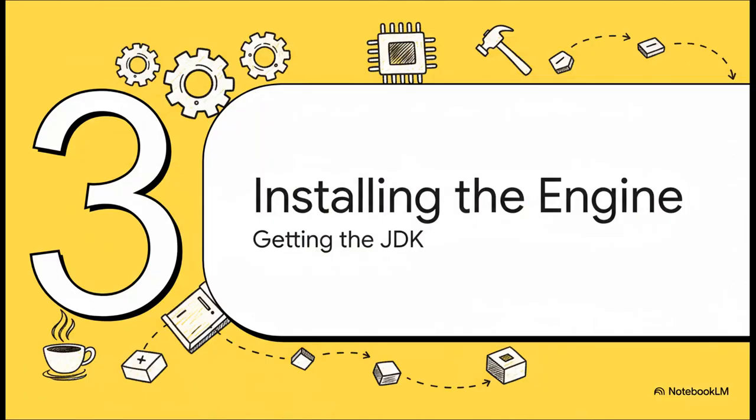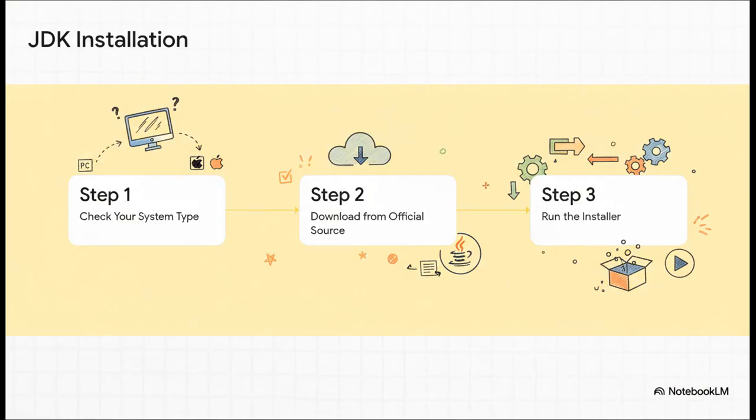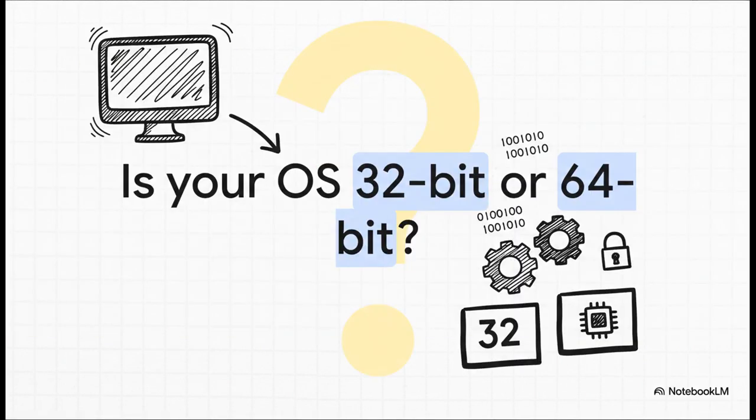Let's start with the engine first, the JDK. This is step one, and you can't skip it. Now, this might sound complicated, but it's actually super straightforward. It really just breaks down into these three simple steps. We'll go through them one by one. Okay, first things first, and this is probably the most important question you need to answer before you click download. Is your computer 32-bit or 64-bit? If you grab the wrong one, well, it just plain won't work. You gotta match the JDK to your system.